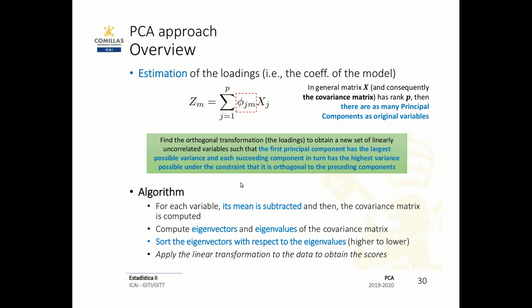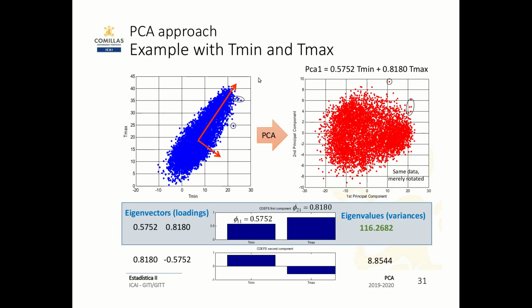For each of the input variables we have to subtract the mean, and then we compute the covariance matrix, and then we diagonalize that matrix, computing the eigenvalues and the eigenvectors of that matrix, and we sort them with respect to the eigenvalues. So the highest eigenvalue occupies position 1. And then the corresponding eigenvectors are the coefficients that we need to use for the linear combination. So let's see some examples.